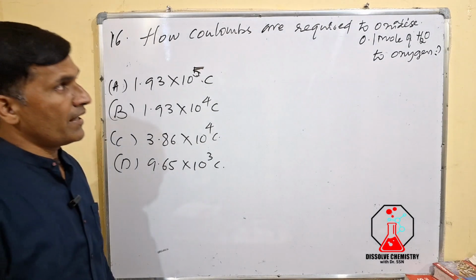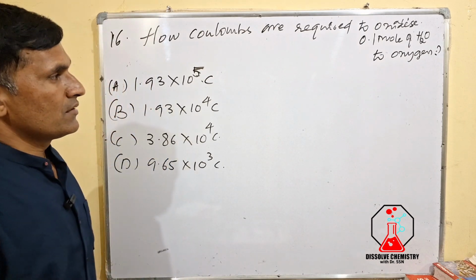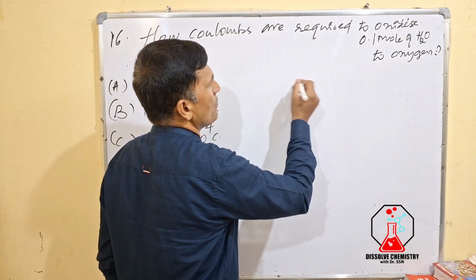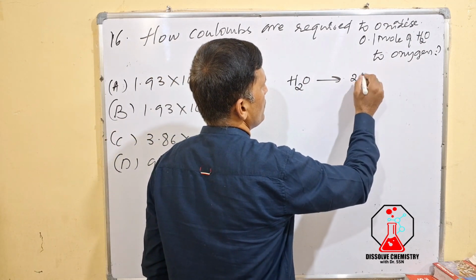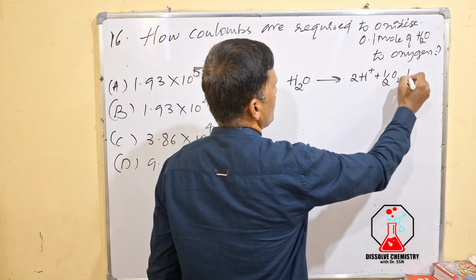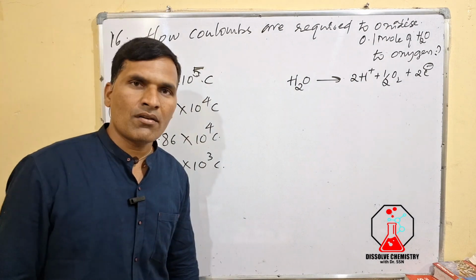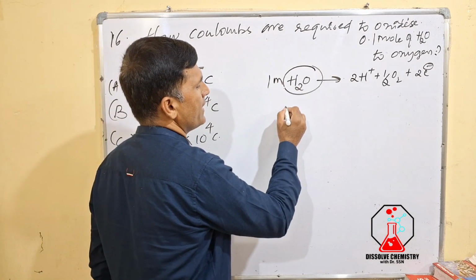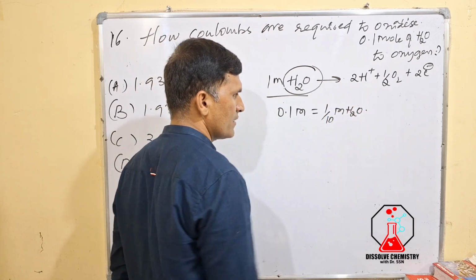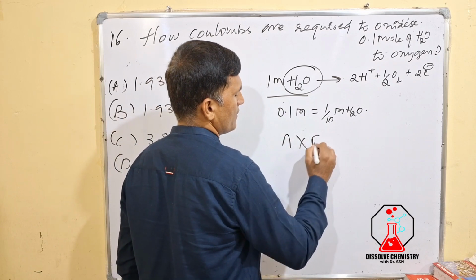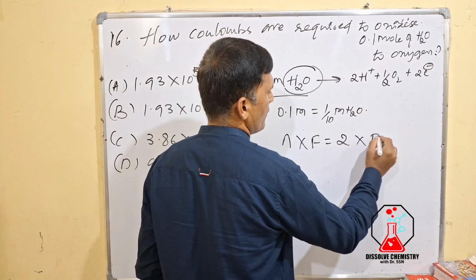How many coulombs are required to oxidize 0.1 mole of water to give oxygen? We know that to oxidize 1 mole of water, H2O gives 2H plus, a half O2, and 2 electrons are released. So we need 2 electrons for 1 mole. 0.1 mole means 1 by 10 moles of water. The total charge required is the number of electrons, which is 2, into Faraday.